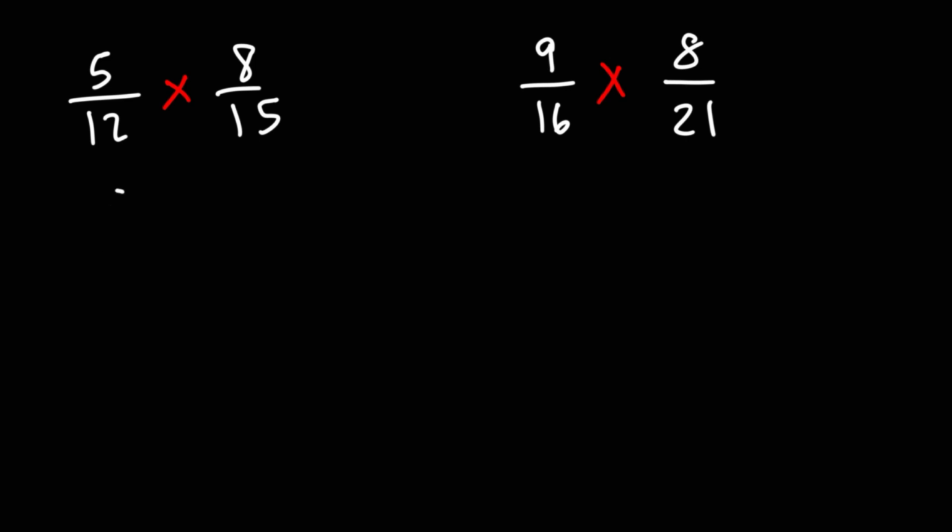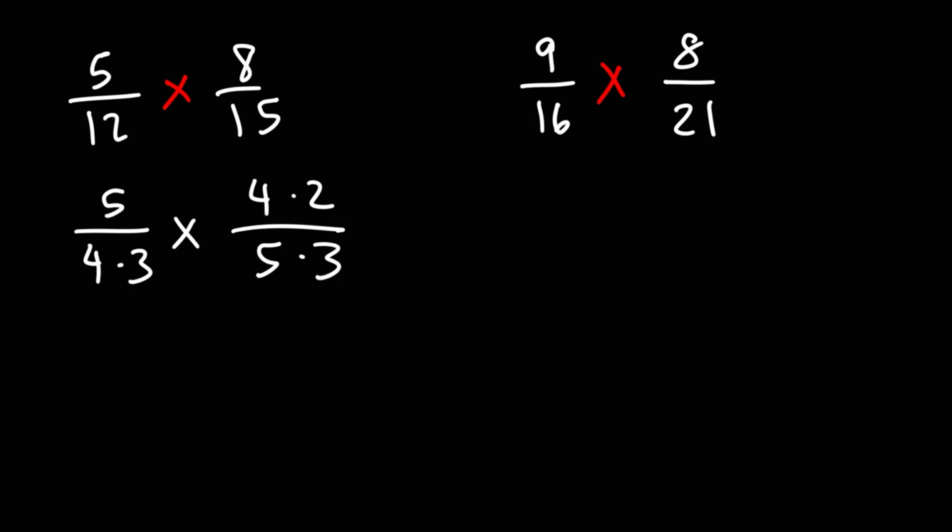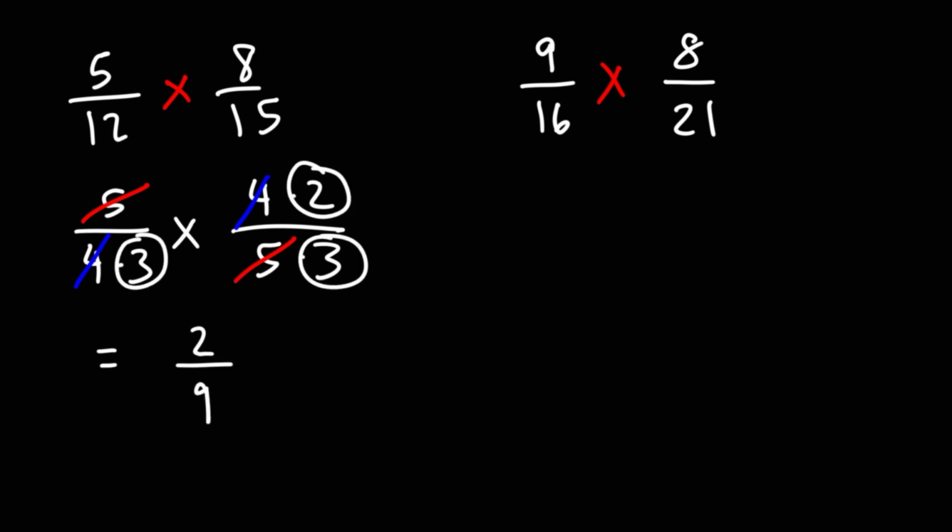So 5 over 12, I'm going to write 12 as 4 times 3. And 8, I'm going to write that as 4 times 2. 15 is 5 times 3. And notice we could cancel a 4. And we can cancel a 5. What we have left over on top is a 2. On the bottom we have 2 3s. 3 times 3 is 9. So the answer is going to be 2 over 9.